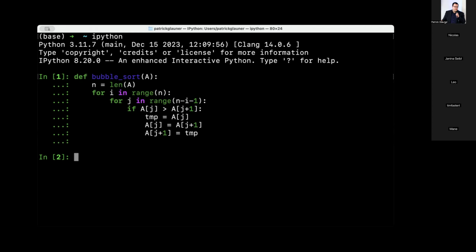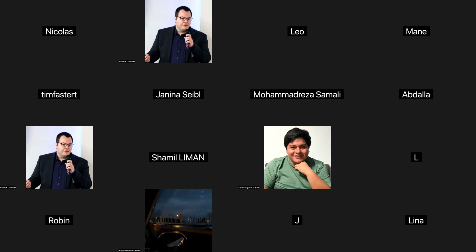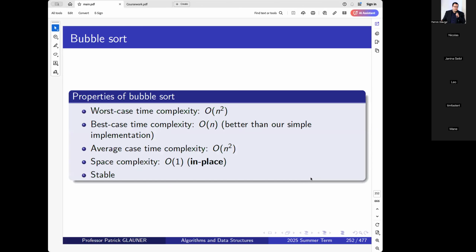But let's test it now. We have our data, which is something like this, just from the recommender. We can run bubble sort now on the data. You see a will be manipulated directly. So we manipulate a. We're not returning anything, but we're manipulating it. We can see the data is now sorted: 1, 2, 5, 9, 20, 30, 100. So this is our bubble sort. It's a fairly easy algorithm, but we see it's O of n squared. Not too great. So the worst time complexity of bubble sort is O of n squared.